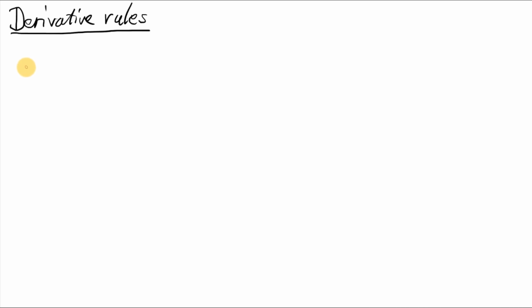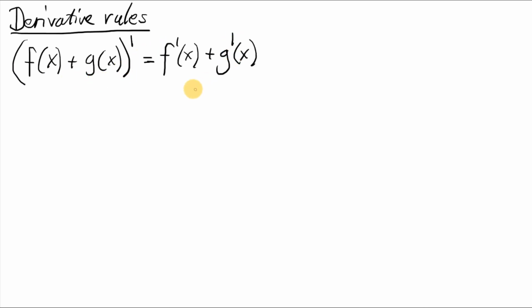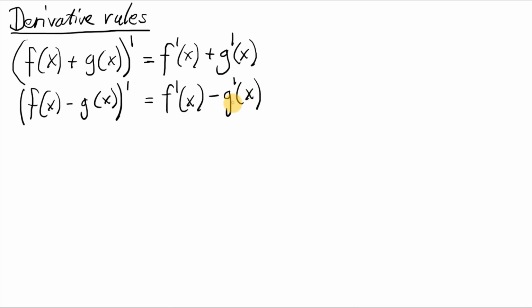Using the definition of derivative to calculate every time can be quite tedious. So it's better to have some shortcuts or derivative rules. If you take the derivative of a sum of two functions, that is just taking the derivative of each. And similarly for the difference, you just take the difference of the derivatives.